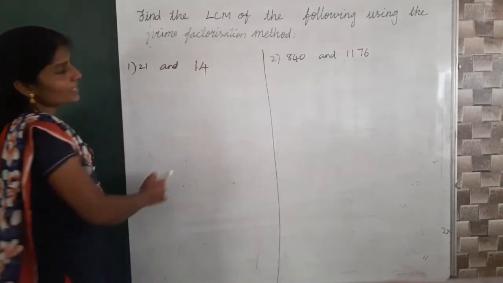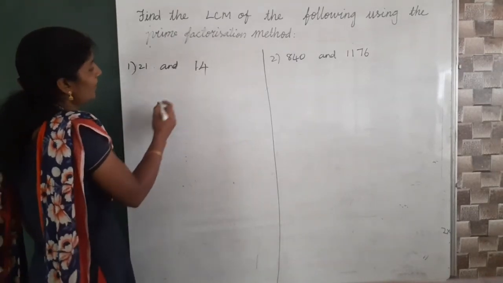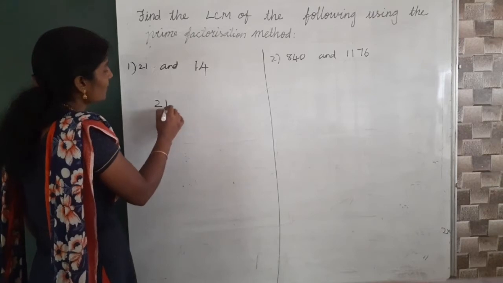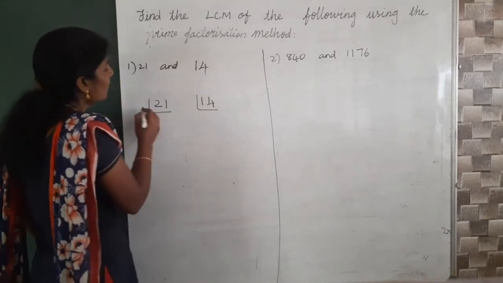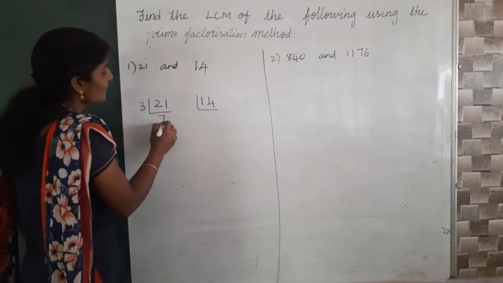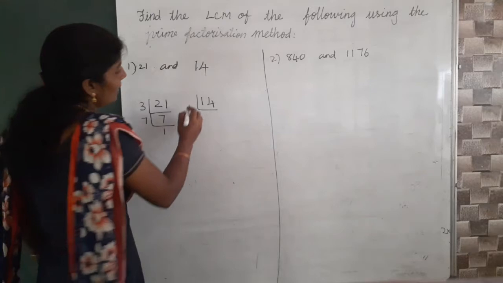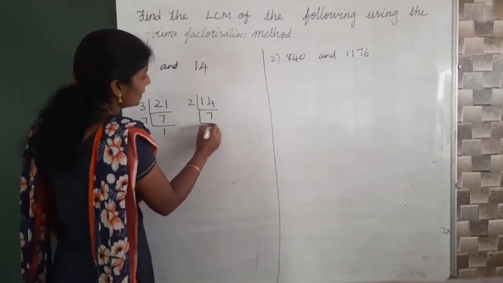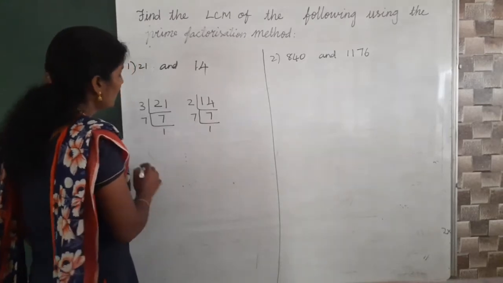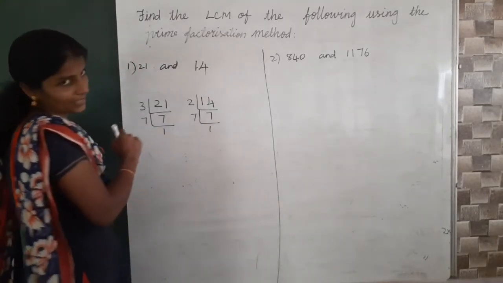Find the LCM of the following using the prime factorization method. First question, 21 and 14. Now we can find the prime factors of 21 and 14. 3 table, 7 3s are 21, 7 table, 1 7 is 7. Here 2 table, 7 2s are 14. Again 7 table, 1.